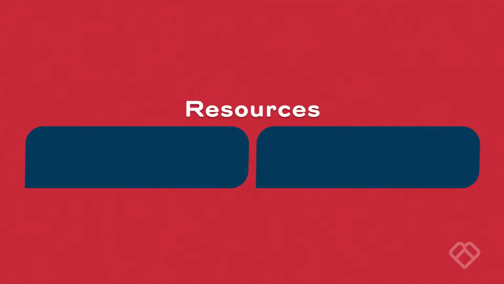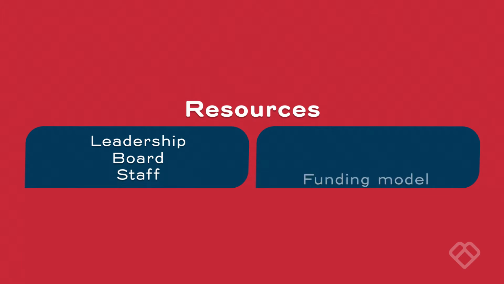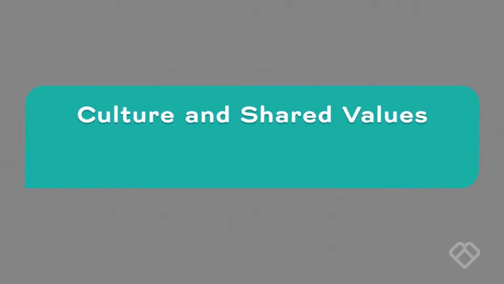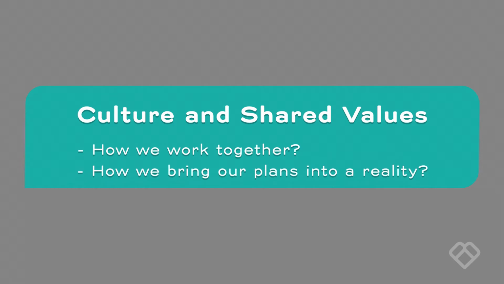Items 3 and 4 help us understand how we will get there, asking questions around our leadership, our board, and our staff, as well as our funding model. Looking at the organization as a whole, we look at item 5, culture and shared values, which asks how we work together and how we bring our plans into reality.